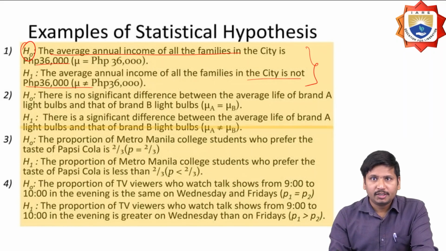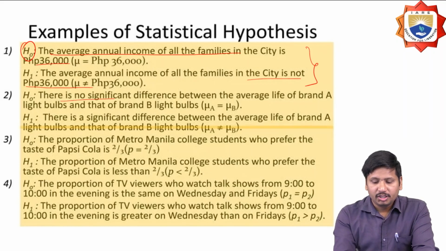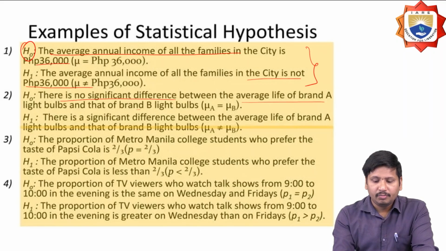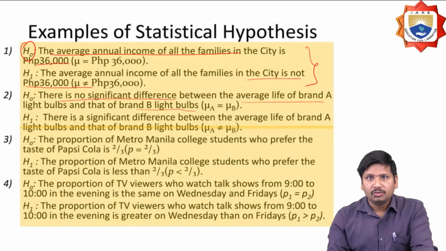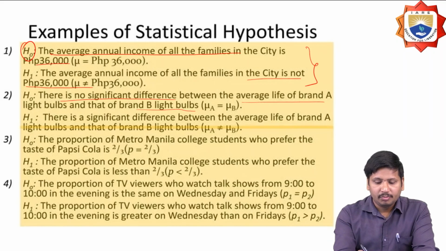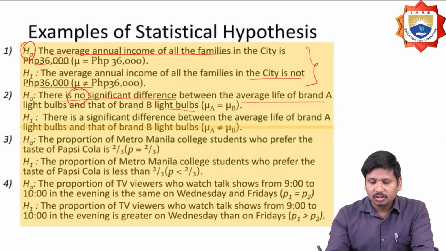Suppose I consider another statement: there is no difference between the average life of brand A light bulbs and brand B light bulbs. If that is the null hypothesis, then the alternative means that there is a significant difference between brand A light bulbs and brand B light bulbs. So that means H naught is no significant difference and H1 is significant difference. Like this, I can do that.